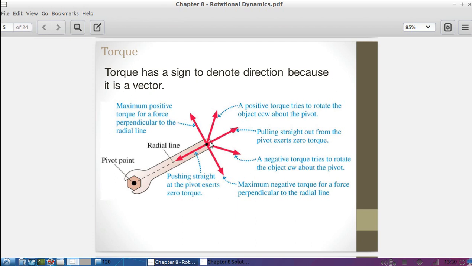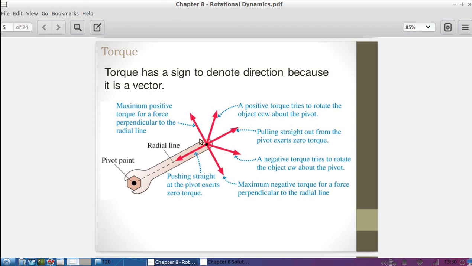Let's take that force and switch its direction. If I push directly into the wrench, or if I push along the edge of the door towards the hinge, the same thing is going to happen. The angle between the radius vector and the force vector is now 180. The sine of 180 is 0. So in both of these cases I'm not going to exert a torque because the force is along the same line as the radius vector.